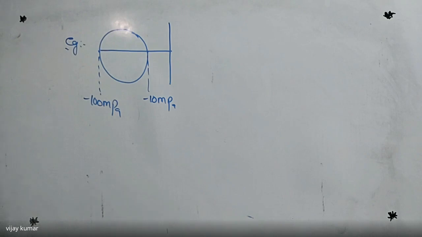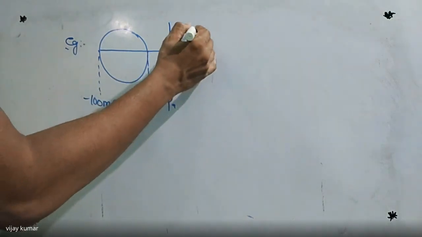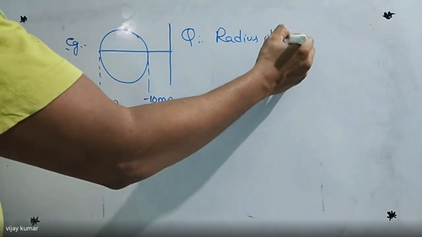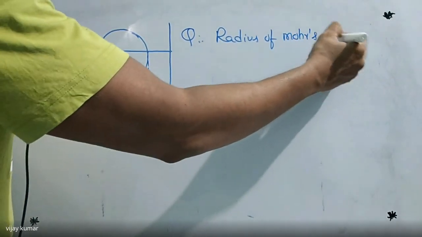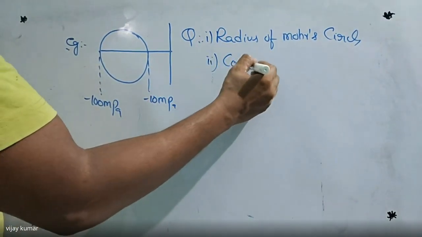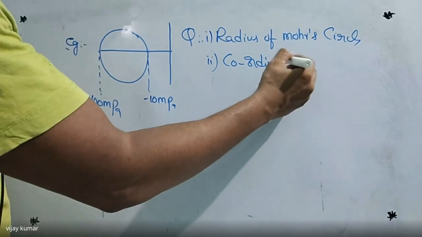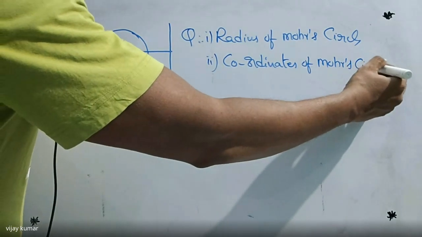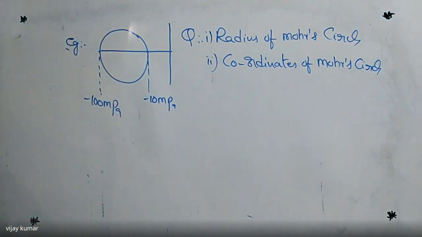But the question they are asking is, what is the radius of the Mohr circle, and the second one is the coordinates of the Mohr circle. Did you get my point? Two questions I am asking here: what is the radius of the Mohr circle and the coordinates of the Mohr circle? So please try to solve it and tell me the answer also.